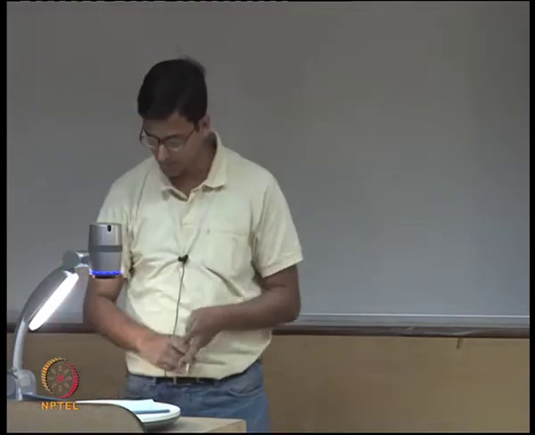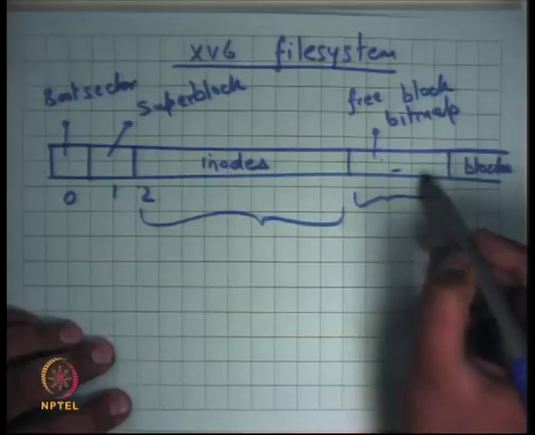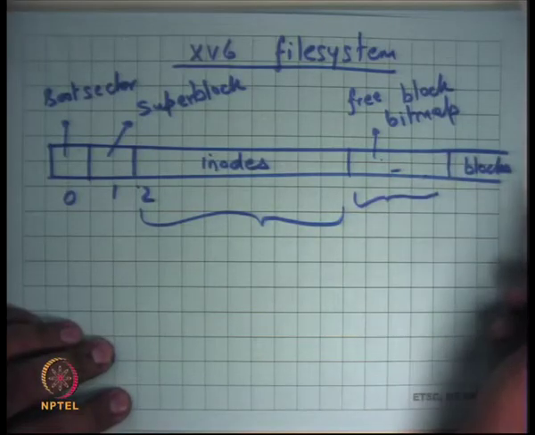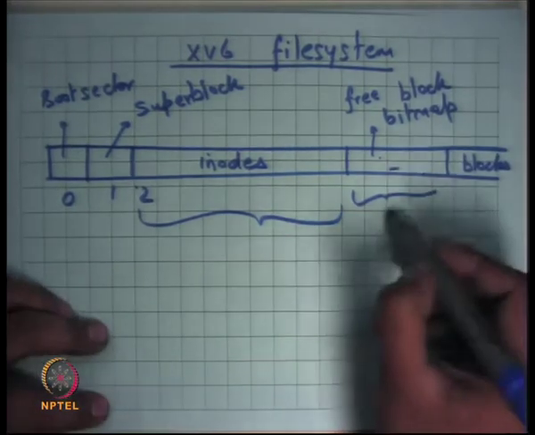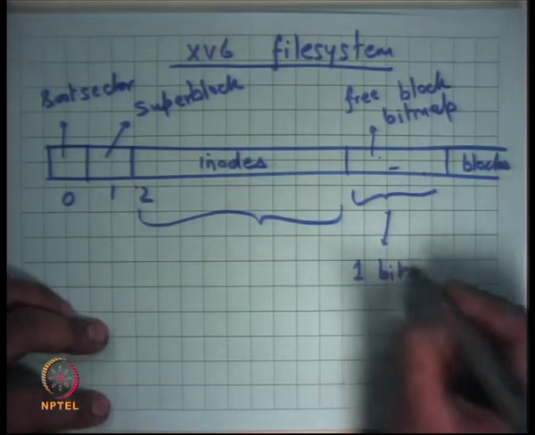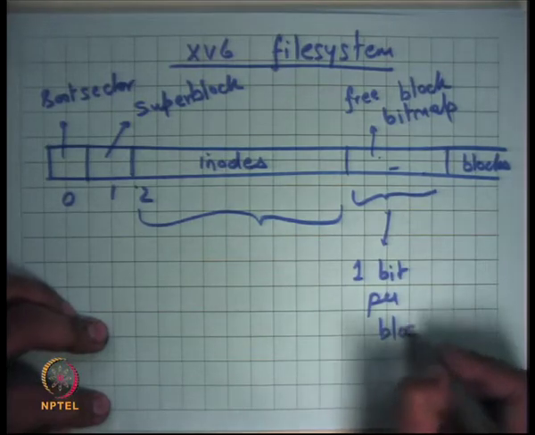So there's a trade-off. Then there's a free block bitmap, which basically says which of these blocks are free. So it's basically maintaining a list of free blocks, right, and basically using 1 bit per block, indicating whether that block is free or not.